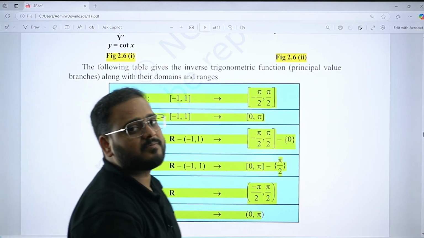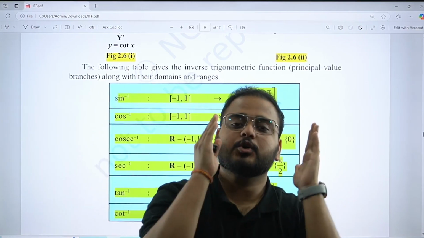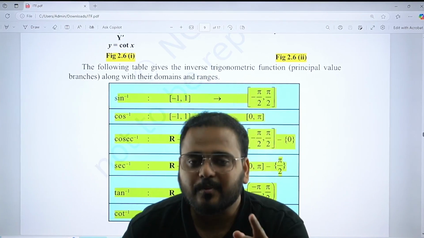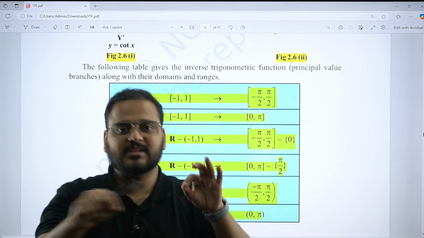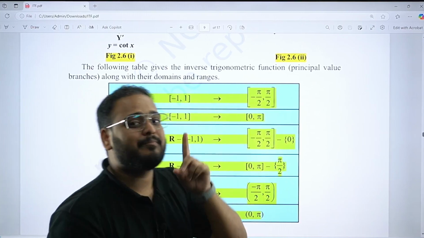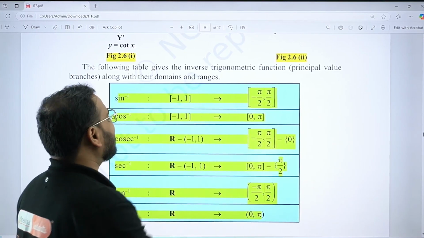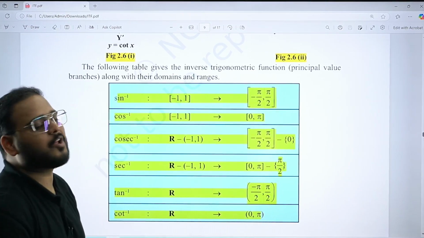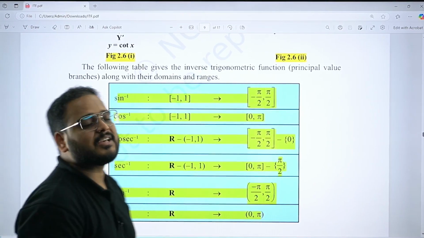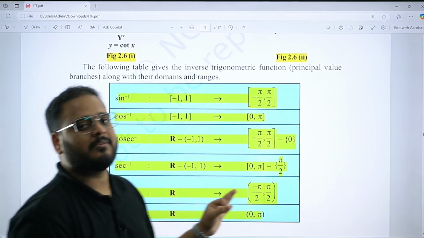Basically, how do we get this? By giving a restriction on the domain of trigonometric functions. Whatever the functions are, sine, cos, tan, you give a restriction on their domain to make it bijective. Once you get that, you get the image, basically called the range in the case of inverse trigonometric functions. Please remember all these values.